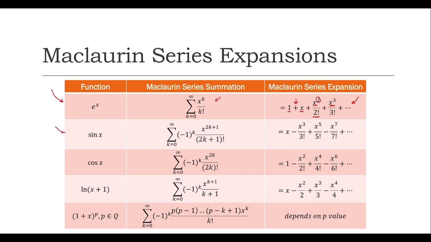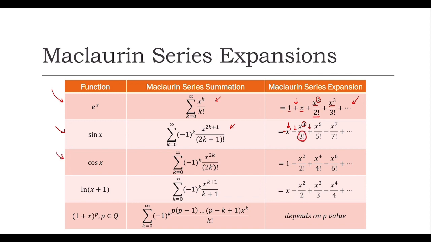For your sine of x, it's the sum from k equals 0 to infinity of negative 1 to the k times x to the 2k plus 1 over 2k plus 1 factorial. So for this one, you'll have all of your odd degree terms. So you'll have x to the first, third, fifth, seventh, and so on. It'll start with positive, and then the sign will rotate every time from negative to positive, and then your degree will match the factorial in the denominator.